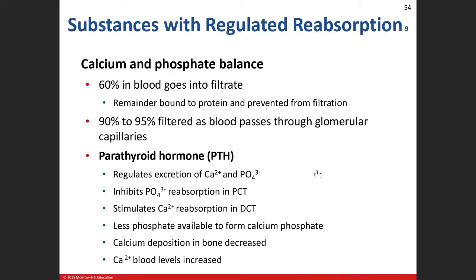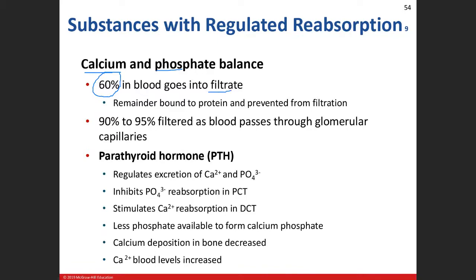Let's talk about a couple other substances, calcium and phosphate. We've talked about this a little bit back and forth in other chapters. In chapter 7, we were talking about bones, and we talked about the presence of PTH, parathyroid hormone. We also talked about that in chapter 17 at the beginning of this semester. We'll see how certain hormones are going to affect the secretion and excretion of calcium and phosphate. First, when we talk about what's going on with calcium and phosphate, 60% of what's in your blood is going to get pushed into the filtrate.